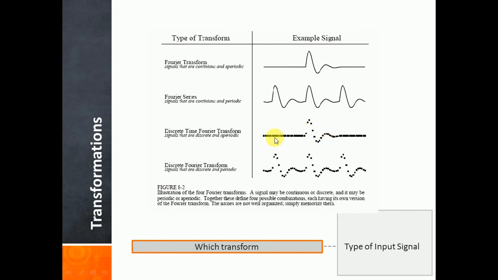But notice you have an aperiodic discrete signal. Let me go back here. You have an aperiodic discrete signal. Therefore, the transformation is known as discrete time Fourier transform. But at the same time, if you have a periodic discrete signal, then what you take is a discrete Fourier transform. So let's see how this behaves.